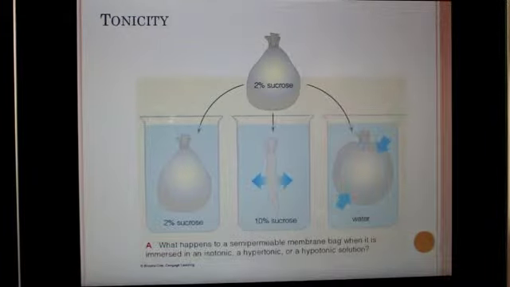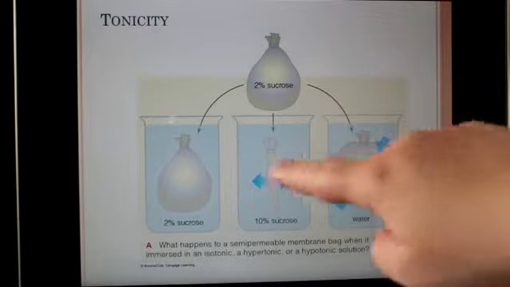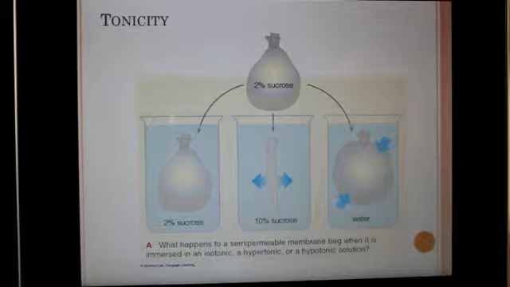So here's another example of this. Let's say you have a bag of dialysis tubing, like you'll have in Lab 3, that contains a 2% solution of sucrose. If you put it into a beaker that contains a 2% solution of sucrose, the two solutions inside and outside the bag are isotonic. So this means that the concentrations are the same. There's no concentration gradient, so water won't enter the bag or leave the bag.